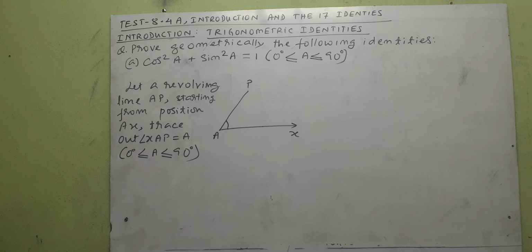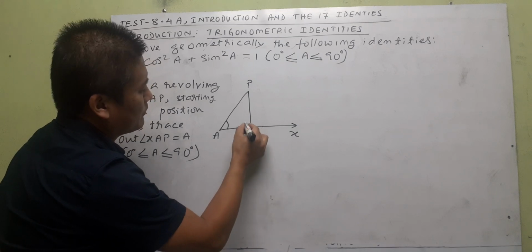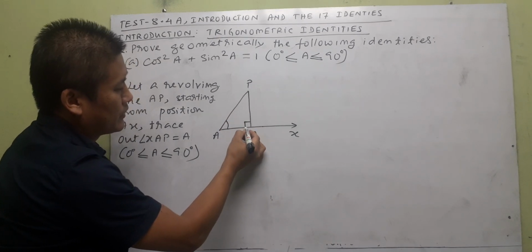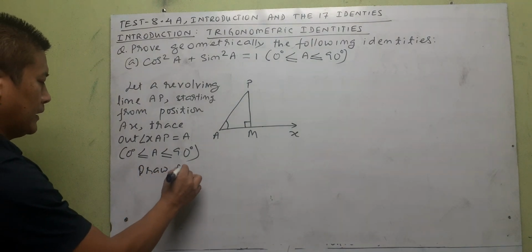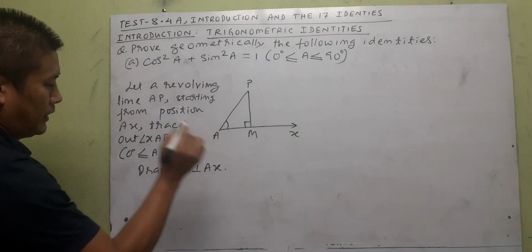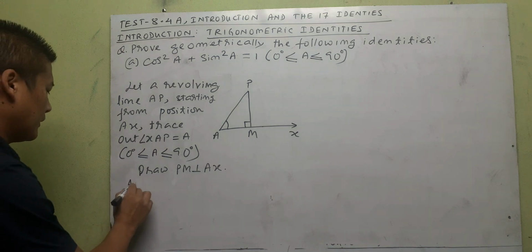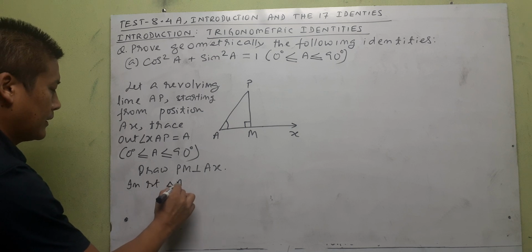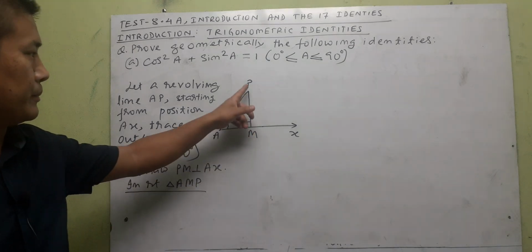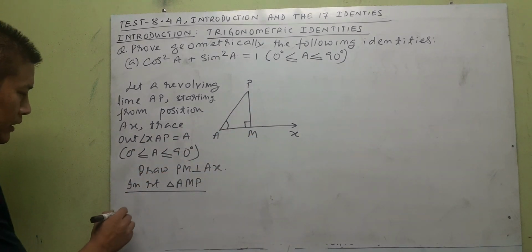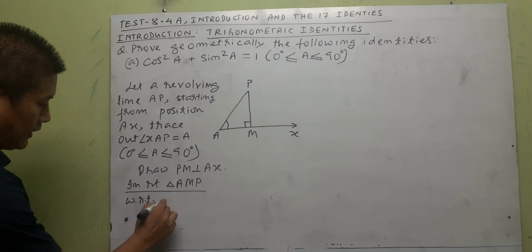Okay, so then after that, from this point P you drop a line, let us say PM, whatever you want, perpendicular to AX. So we write here, draw PM perpendicular to AX. So we get here now, therefore in right triangle AMP, in this triangle, with respect to theta, with respect to A, angle A.